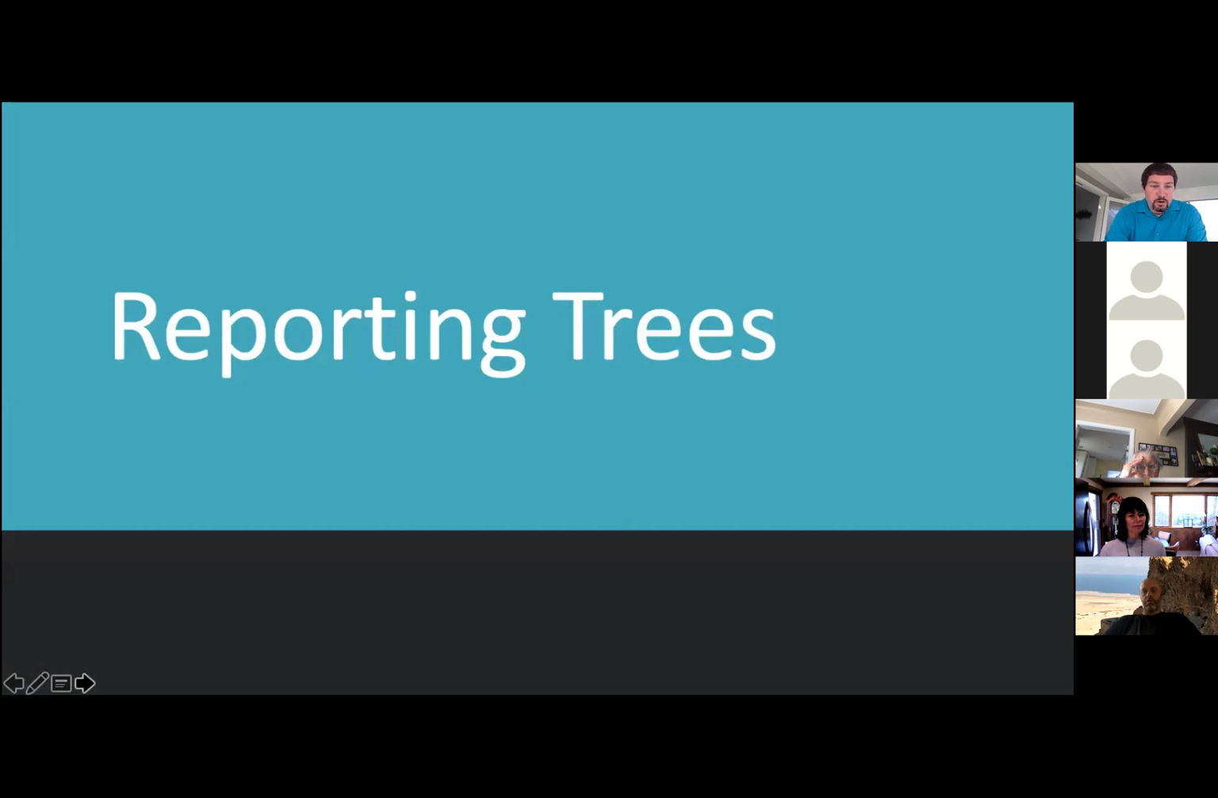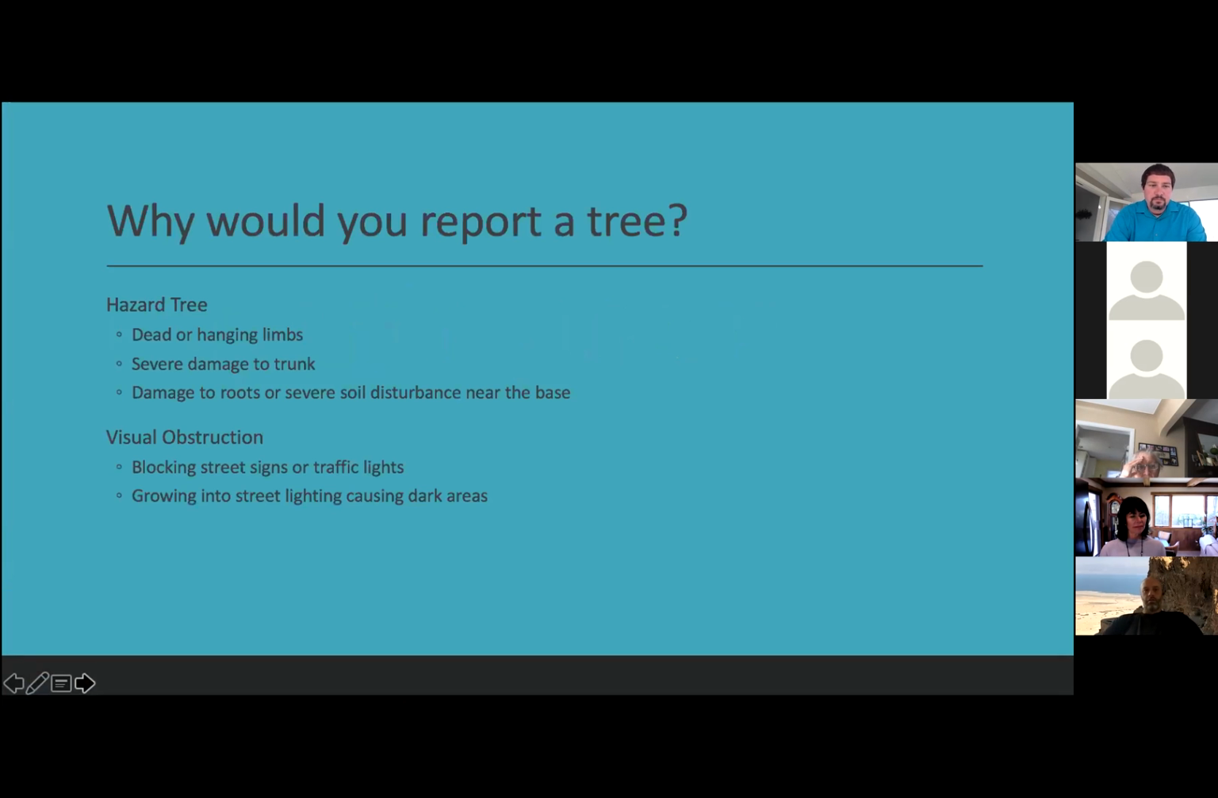In terms of reporting trees, why would you report a tree? You can report a tree because it's a hazard. If there's a big dead limb hanging over the street, absolutely, that deserves a phone call. Somebody should take care of that. If you see a big dead limb hanging over your neighbor's house, go knock on their door, give them a call, and let them know. Maybe they haven't seen it, but those are definitely things that need to be addressed.